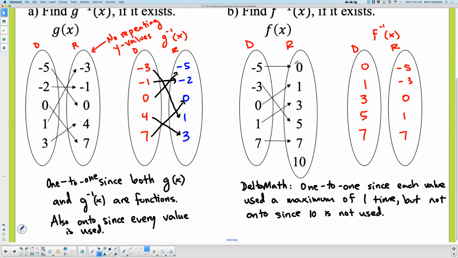So what does 0 map to? What does 1 map to? What does 3 map to? What does 5 map to? What does 7 map to? 7. And I'm not going to include the 10. Okay, so there it is by circles. Let's see it by equation.